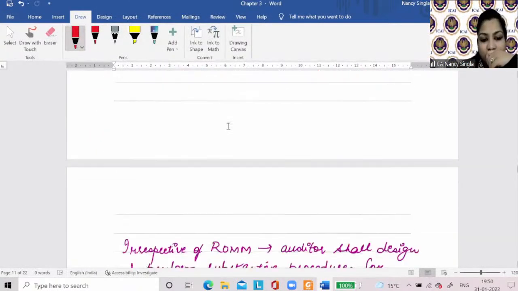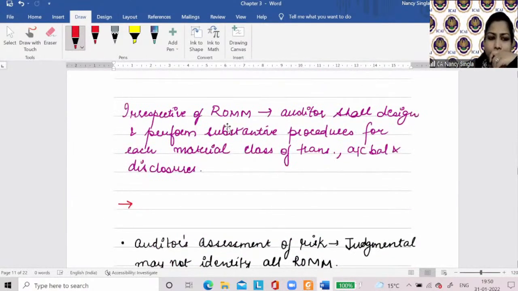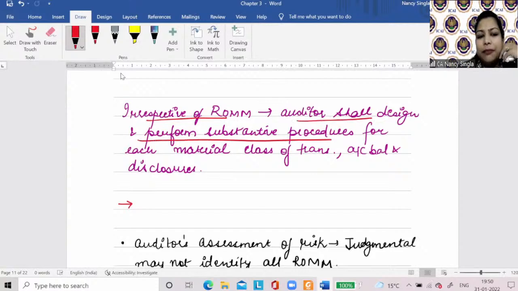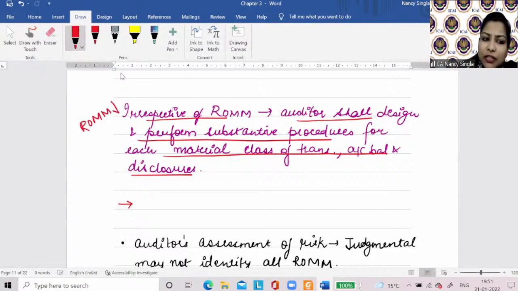And there are two situations. Irrespective of risk of material misstatement, auditor shall design and perform substantive procedure for each material class of transaction, account balance and disclosure, even if risk of material misstatement is very low, even if internal control are very good, still auditor will perform substantive procedures. Why? Because students, this assessment of risk of material misstatement is what? Judgmental.